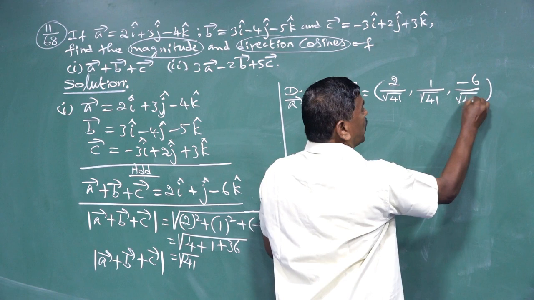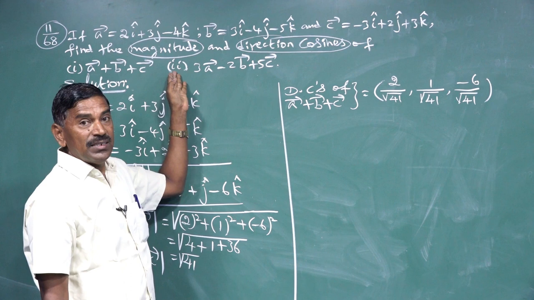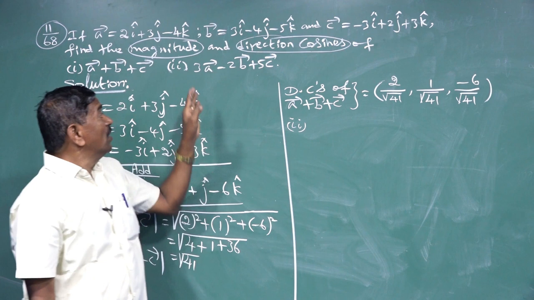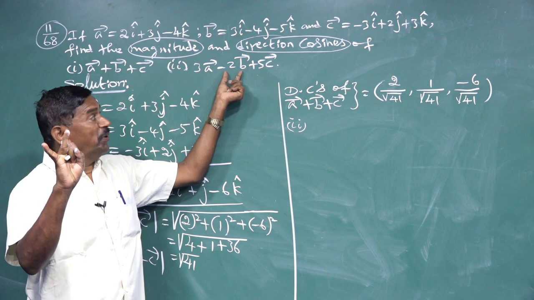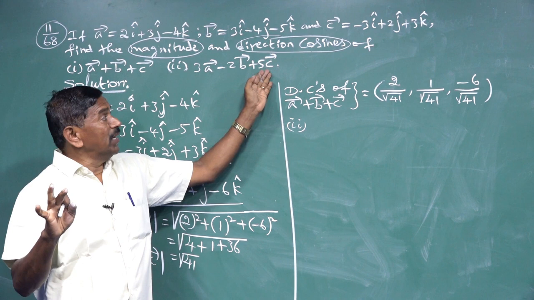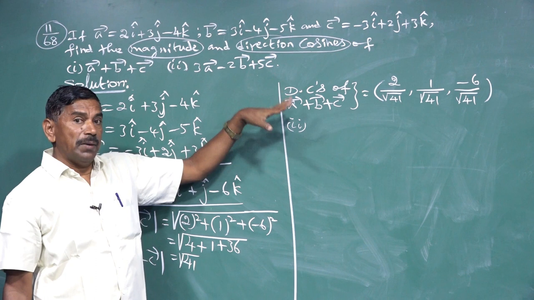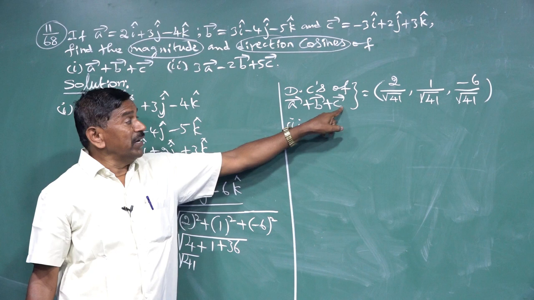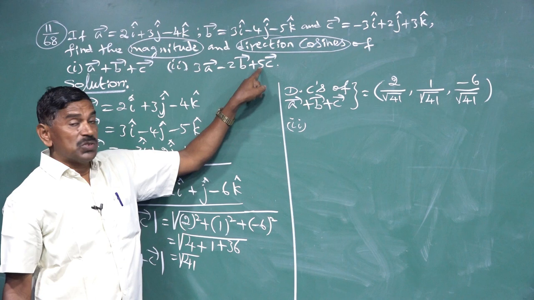Come to the second subdivision. To find subdivision 2, first let us find 3A vector, then minus 2B vector, then 5C vector. After we add these three, we will get a total. Then we find the magnitude and the direction cosines of this one, same model. Here it differs by the coefficients. The first subdivision, A vector plus B vector plus C vector, has coefficients 1, 1, 1. But here the coefficients are 3, minus 2, 5. So only the coefficients differ, but the method is the same.